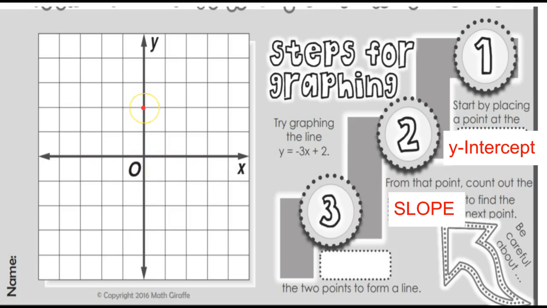So here we go. We're going to go from 2 again, go down 3. 1, 2, 3, and now we run to the right. So our rise was negative 3. Our next point will be right here. Okay, so I'm going to make 2 points in a second, but in the meantime, after you draw those 2 points, you need to connect them to form a line.